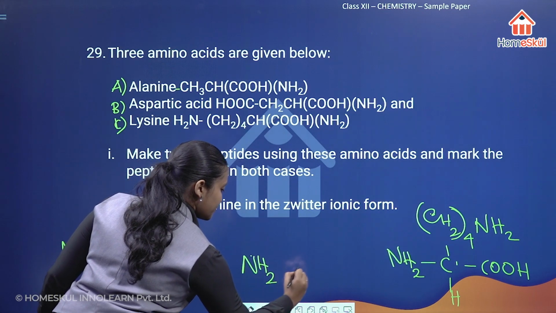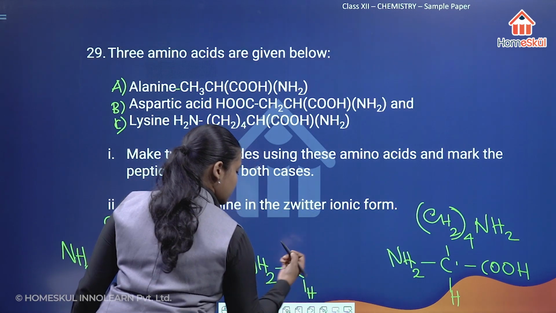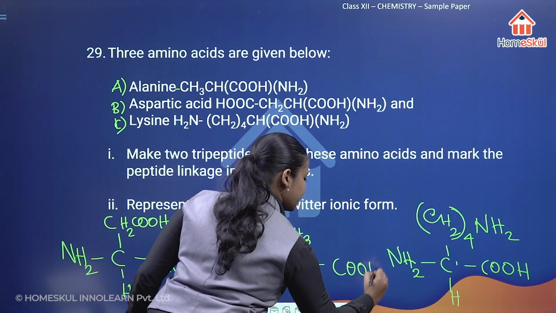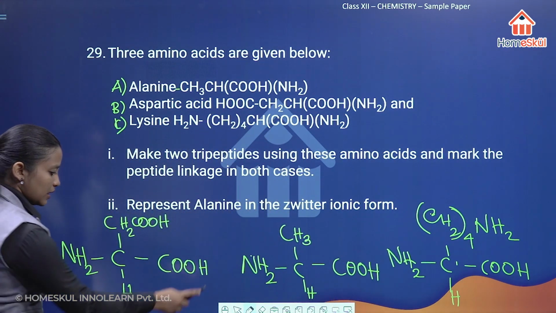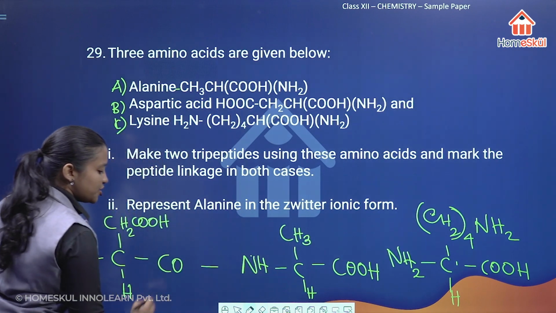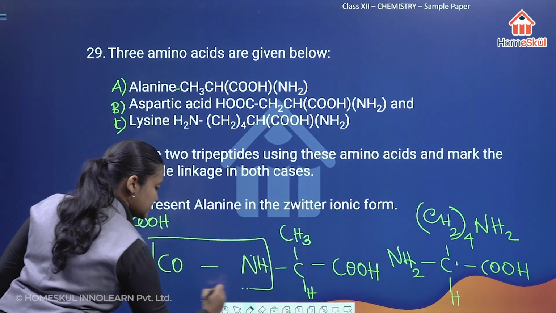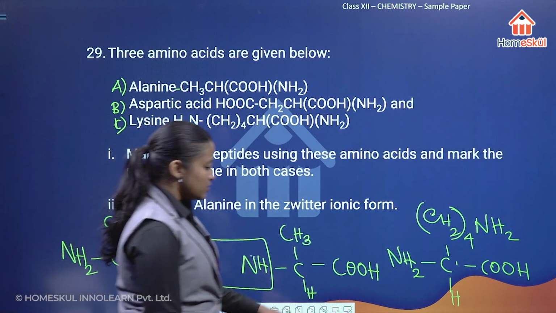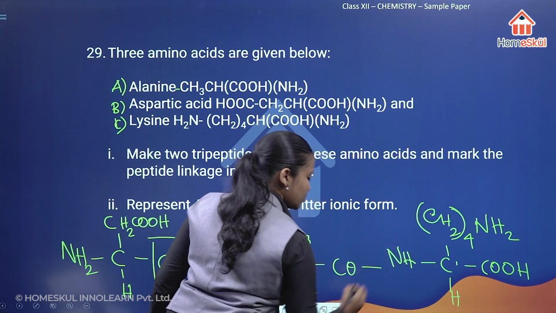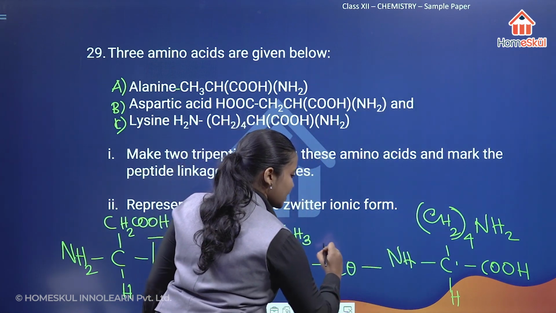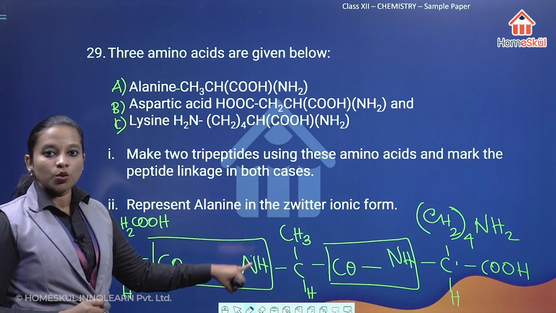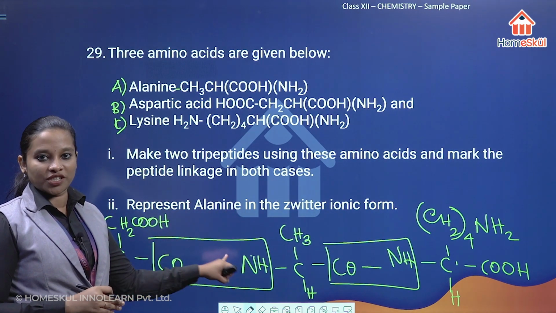NH2, CH, CH3, COOH. Here the OH group along with a hydrogen is released as H2O and forms a CONH linkage here, and also in here the OH group and a hydrogen are eliminated as H2O and a CONH linkage is formed here. So these are the 2 tripeptides formed here.